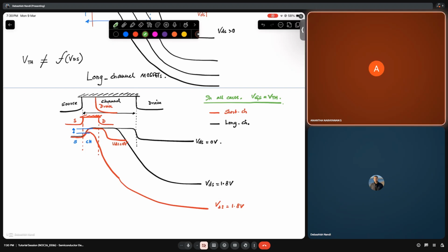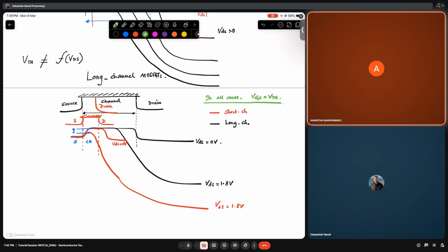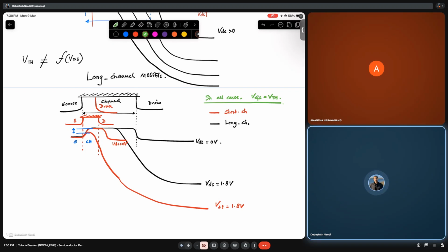Yes, sir. Is it apparent? In long channel cases, when my drain voltage is increased, the drain side energy barrier is lowered, but it is not reaching the source channel barrier, right? But in case of short channel devices, my source and drain are so close that when I pull down my drain energy barrier, the source side energy barrier also gets lowered.